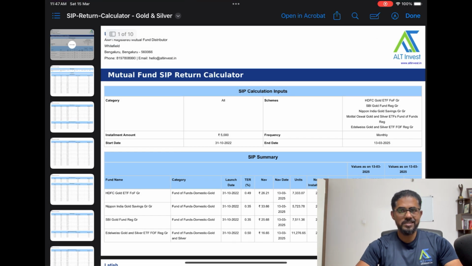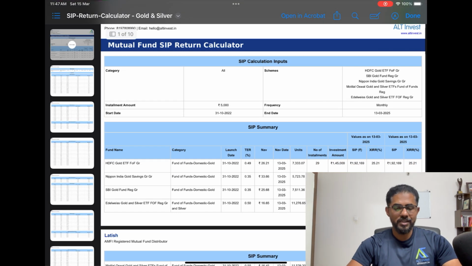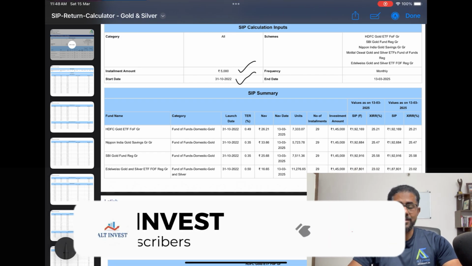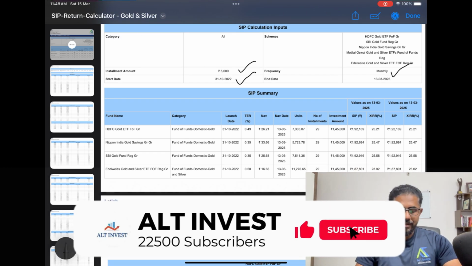If you had just invested in these ETFs for a certain period of time, what would be the returns? Now I've taken 5,000 as the SIP amount, started in October 2022, the only reason being this is when the gold and silver funds were available. We will also look at the other gold funds which have been in the market since 2011 as well. Frequency is monthly. So here you can see the returns.